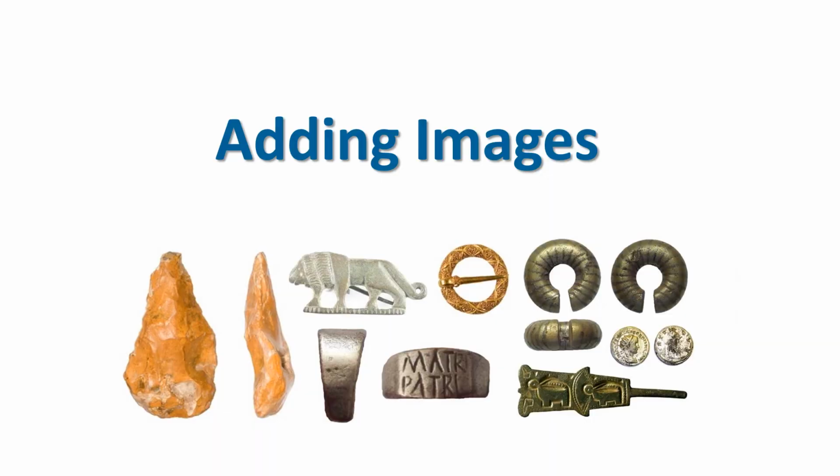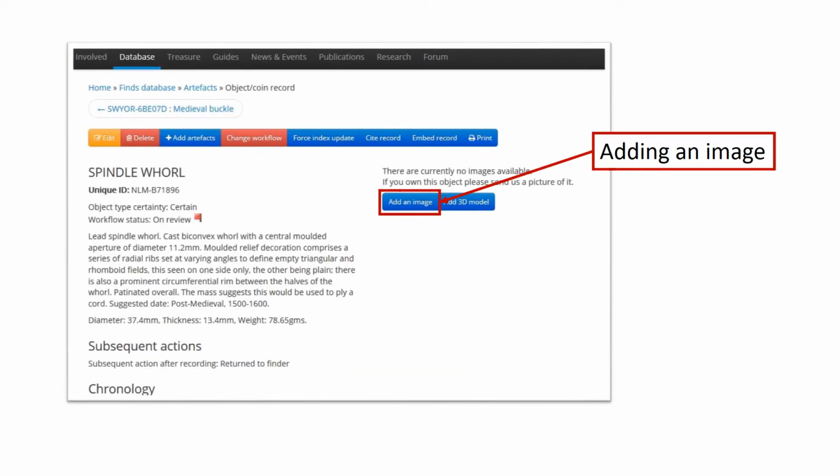Now you've added all the written information for your object, it's time to add an image. To add an image, open your saved record and look for the blue button labelled Add an Image in the top right corner of the screen. This will bring up the Add an Image form.